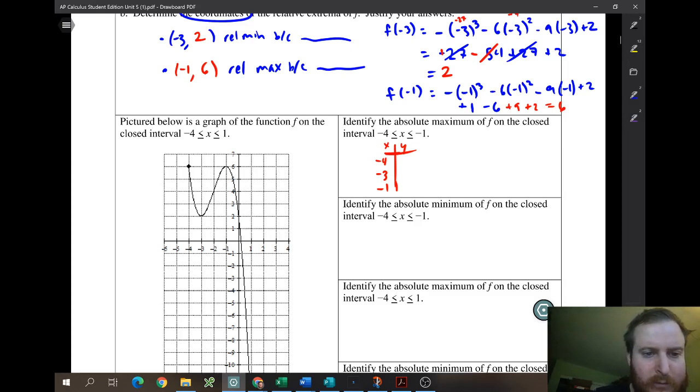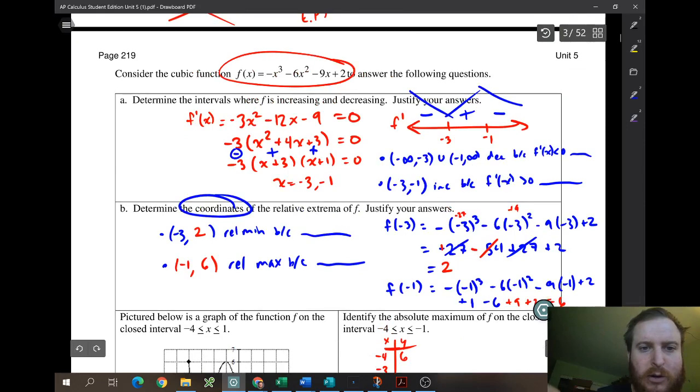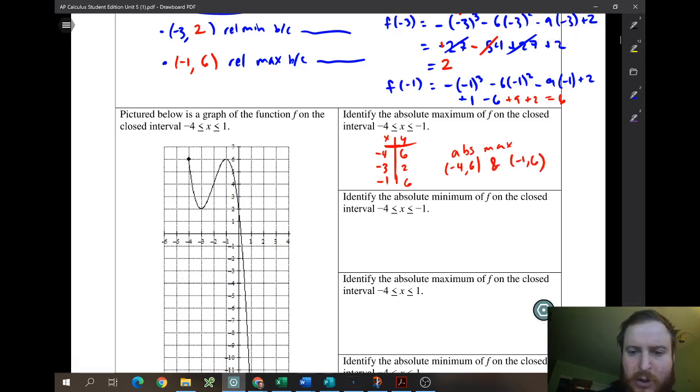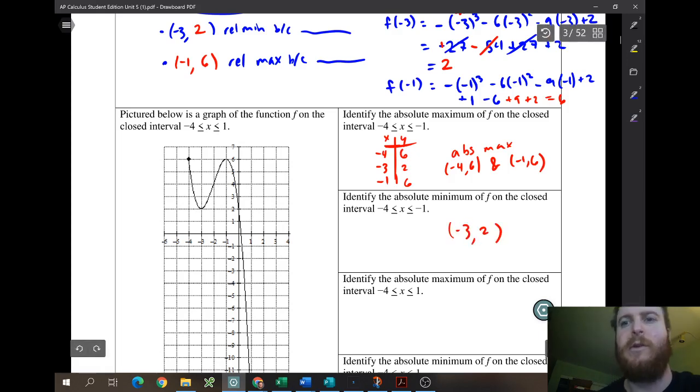So at -4, we can see from the graph we're at 6. If we didn't have the graph, what would we do? We would just plug in -4 into the equation, right? And I'll show us on the calculator how to do that fast at the end of this video. -3 we already plugged in, we got 2, and -1 we already plugged in and we got 6. So our absolute maximum, we have 2, would be at -4 comma 6 and at -1 comma 6. So we'll use both of them. Then the absolute minimum, we already have our table, will be at -3 comma 2. Right, so I'm not going to rewrite the table, we already have that written out for us.